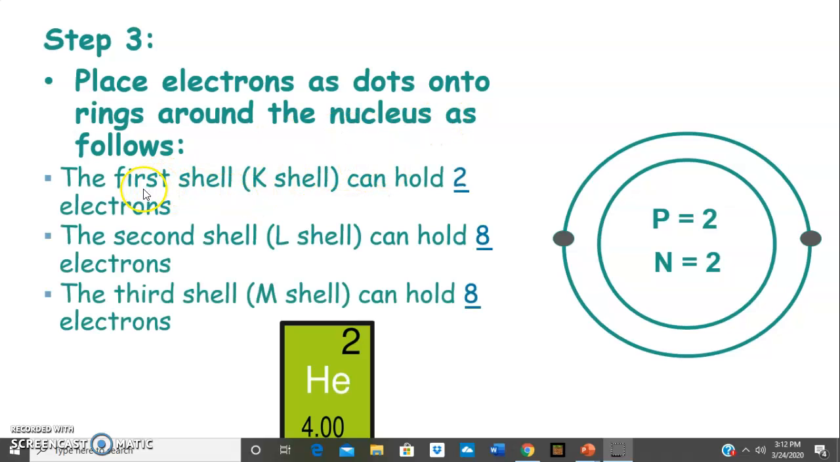We're going to work mainly with 3 shells here. Our first shell, also called the K shell, can hold 2 electrons. The second shell, also called the L shell, can hold 8 electrons. And the third shell can also hold 8 electrons.